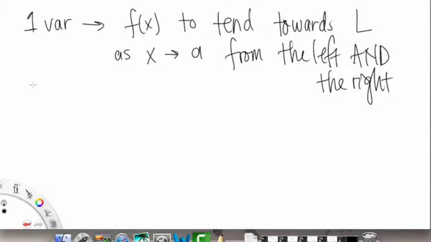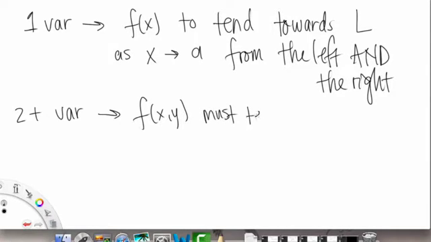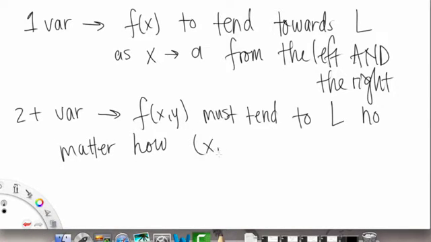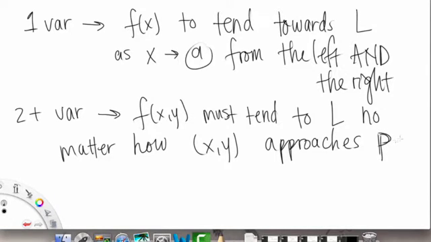Now that we're in multivariables, so two or more variables, that requires a lot more complicated things. In two variables, for example f of x, y, this must tend to some limit L, the same limit L, no matter how our xy point approaches some point P. P in this case is like our A. That's the point that we want to approach.